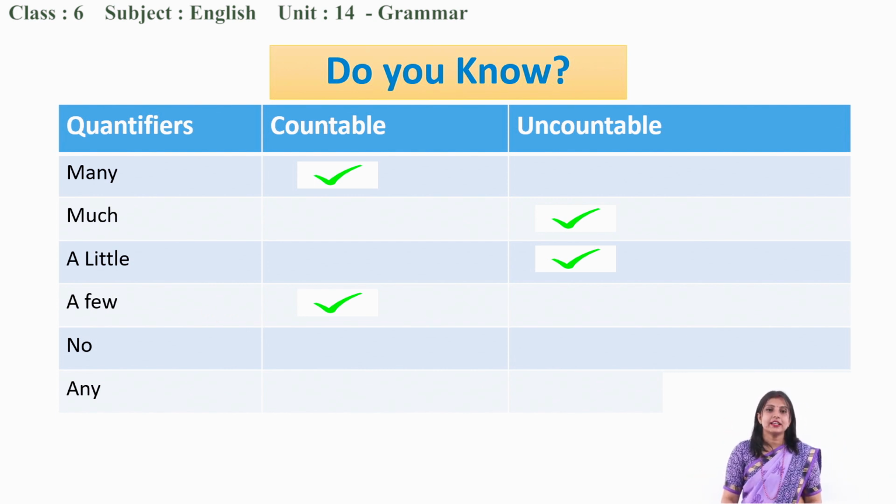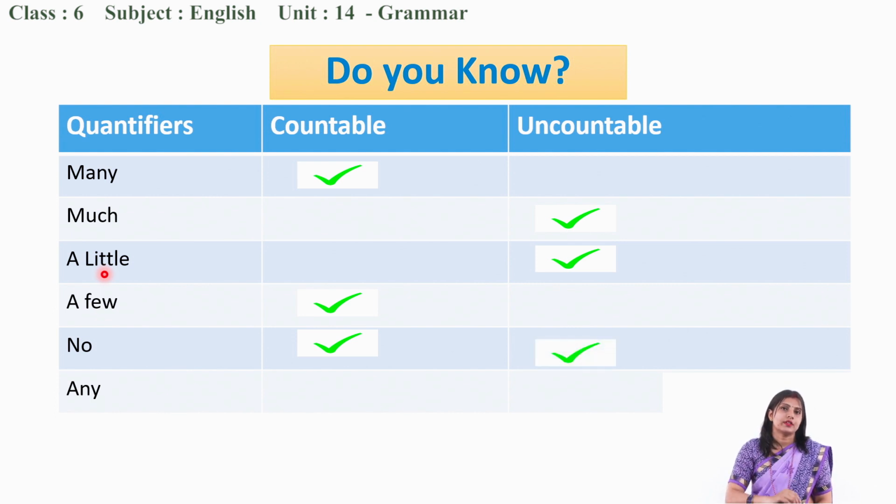Then is no. Where do we use no? Yes, no can be used with countable also and uncountable also. You can say, I have no computer at my home. There is no milk in the pot. Milk is uncountable, we have read already. So, no can be used with both countable and uncountable nouns.